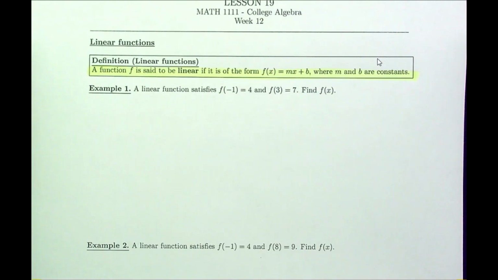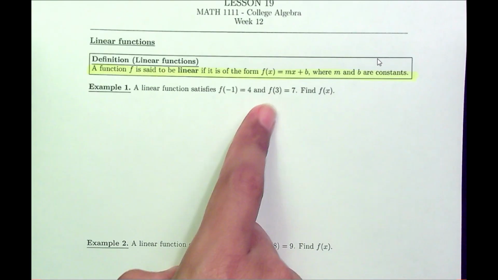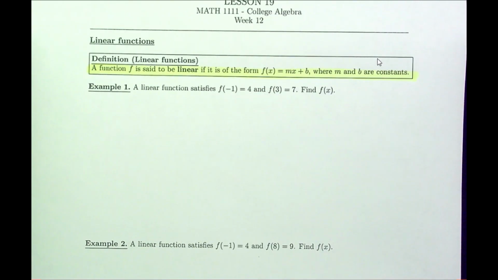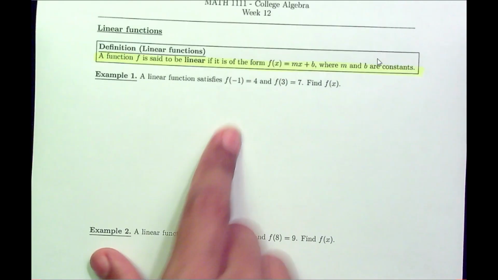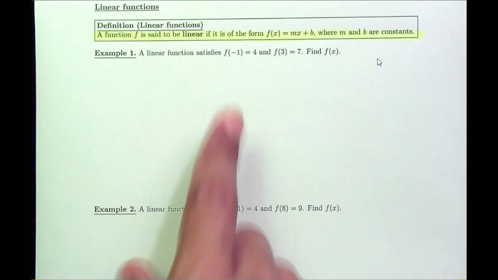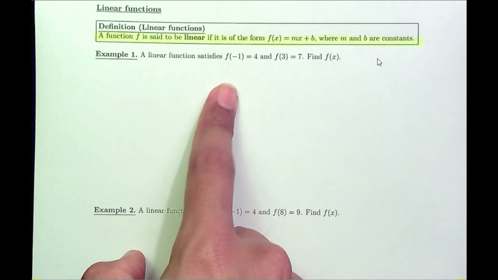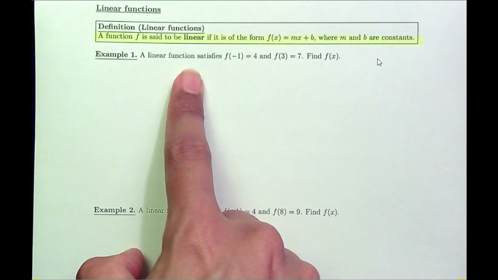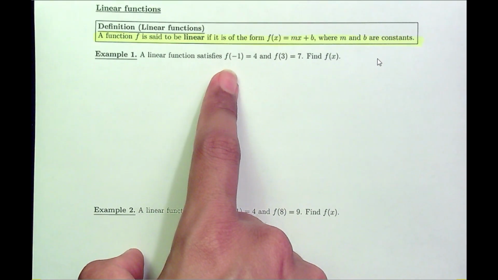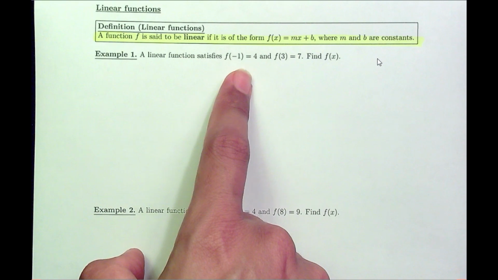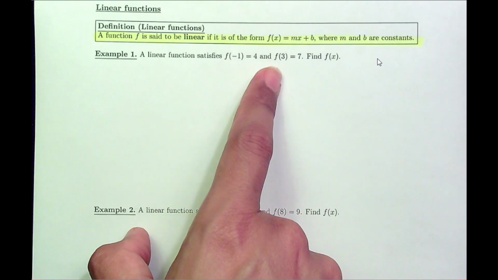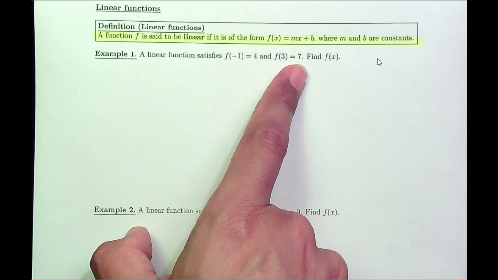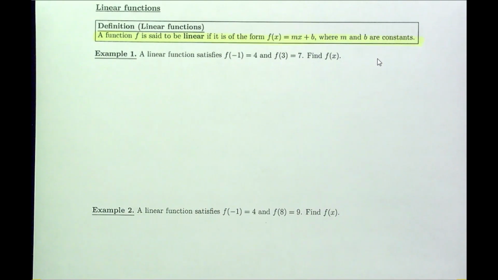So it's really something that we have already learned, but just not put in the context of functions instead of just lines and equations, but actual functions, rules of assignment. All right, so look at this example. Again, you already know how to do this, just phrased differently. It says a linear function satisfies f of negative 1 equals 4 and f of 3 equals 7. Find f of x.